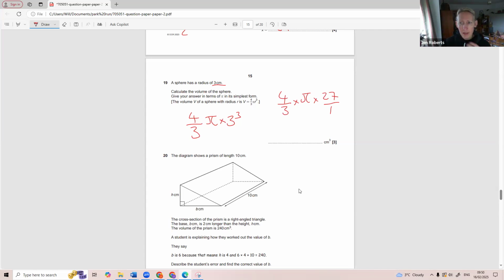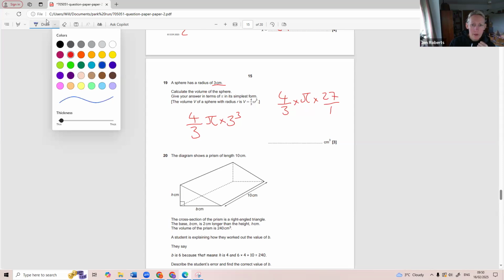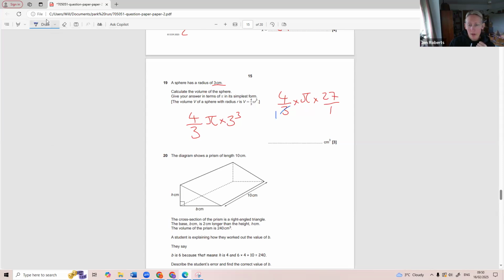I think the best way of doing this now is to simplify before you multiply. So you look at your 3 and your 27, they've got a common factor of 3, so you can divide both of those by 3. 3's into 3 is 1. 3's into 27 is 9. I've simplified those. 4 times 9 is 36. 36 times pi is 36 pi. So it's 36 pi over 1, which is just 36 pi.